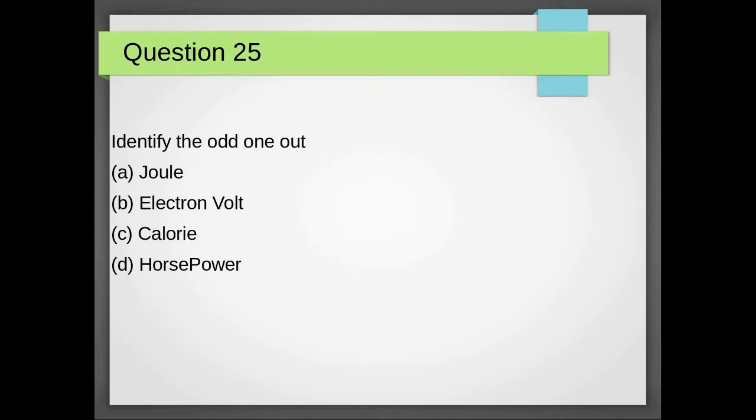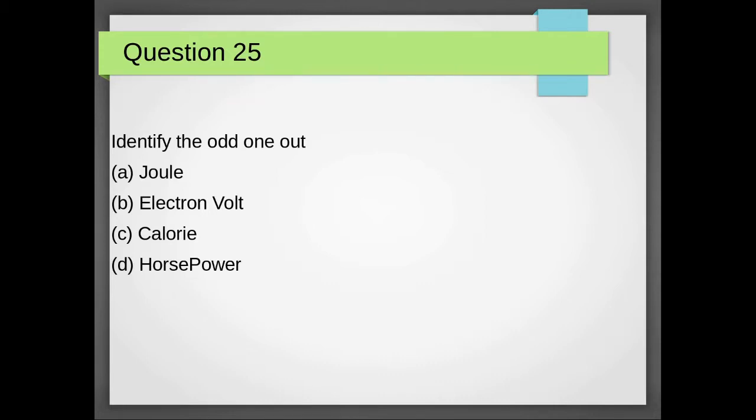So here, suppose you have not heard of electron volt or horsepower, one way is to eliminate the obvious choice. Say horsepower. The moment you see the word power, you should know that the SI unit of power is watts. So obviously there's a high chance that horsepower is the odd man out because it's the unit of power, whereas joule and calorie are units of energy, and there's a high degree of probability that electron volt is also a unit of energy.